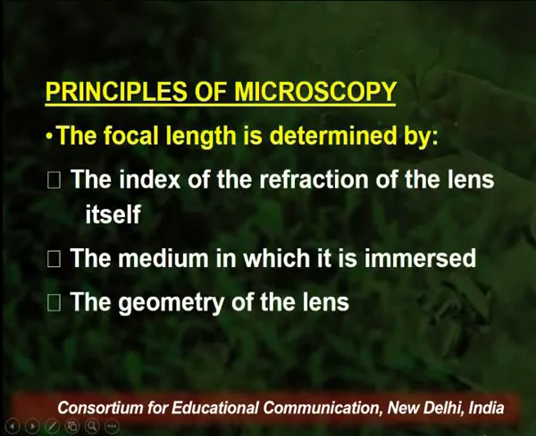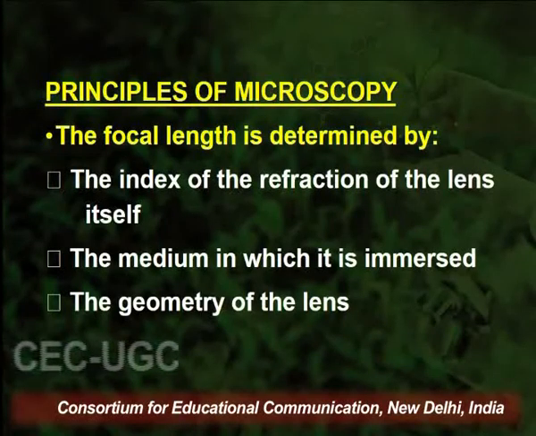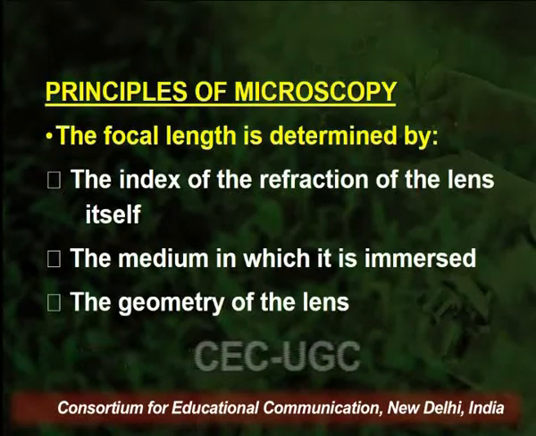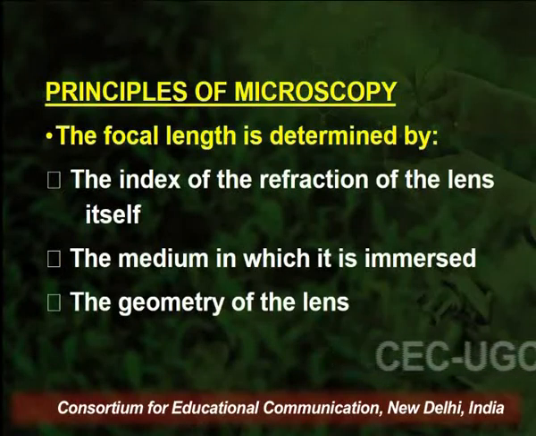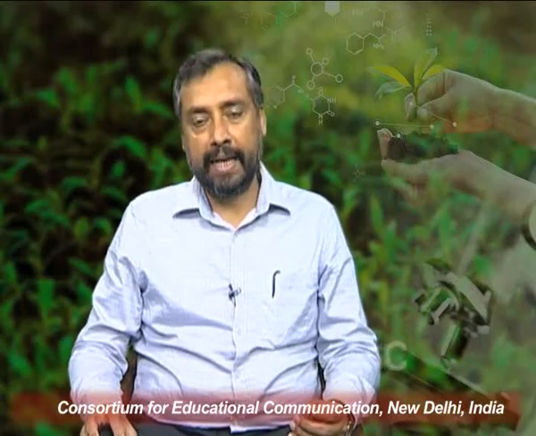The focal length is determined by the index of refraction of the lens itself, the medium in which it is immersed, and the geometry of the lenses. Any material which is not vacuum or air will allow the movement of light in a different manner, and this will be determined by its refractive index.